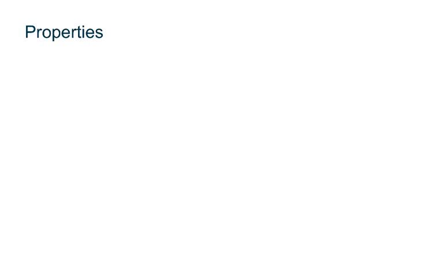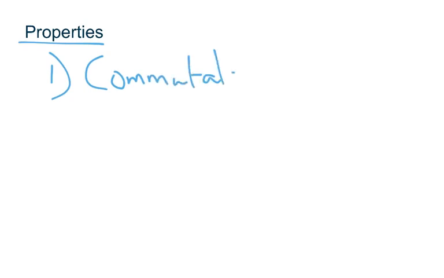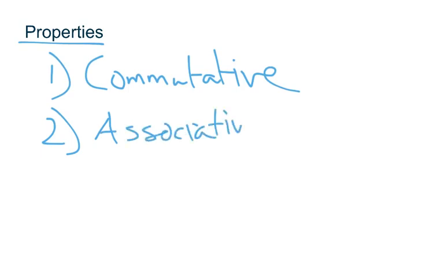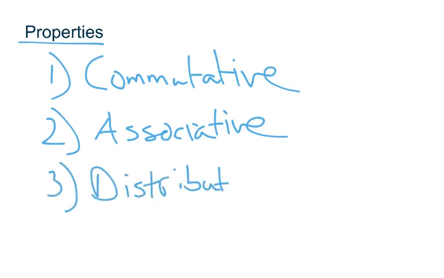All right, so let's talk about what helps us find equivalent expressions, and it's properties. Properties help us do that. There's a handful of them that we'll talk about. There's 4 specifically here. You have the commutative property, the associative property, the distributive property, and finally, the identity property.